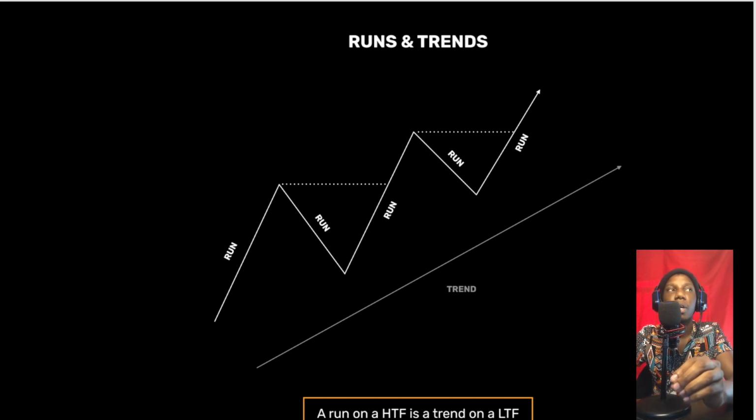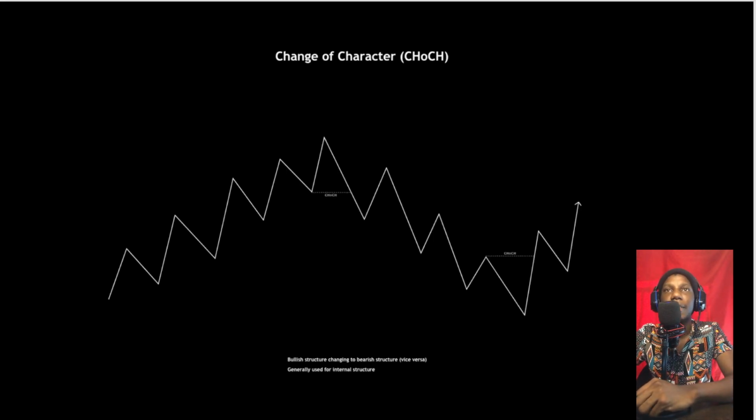Okay, so now how does a run change its direction or where it's headed? So one of the ways that I identify it is through change of character. Okay, so you need to understand that bullish structure changes to bearish structure, but that is generally when the run takes out the low. So when the run takes out the low, basically.